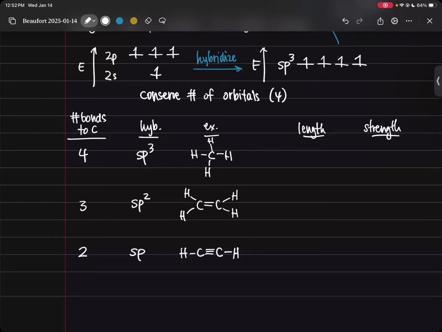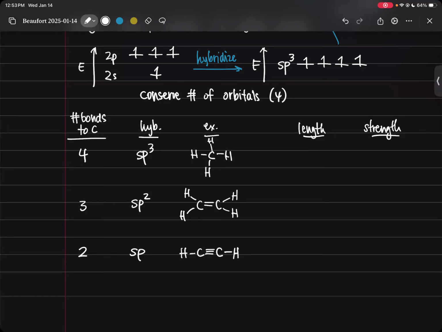So how do we figure out the length and the strength of these bonds, at least relative to each other? We can look at the proportion of s character and p character of the orbitals. So an sp orbital is half s and half p. The s orbital, right, is the sphere, and it's really close to the nucleus. It's really small. The p orbital is somewhat bigger, and the electrons in that case are further away from the nucleus.